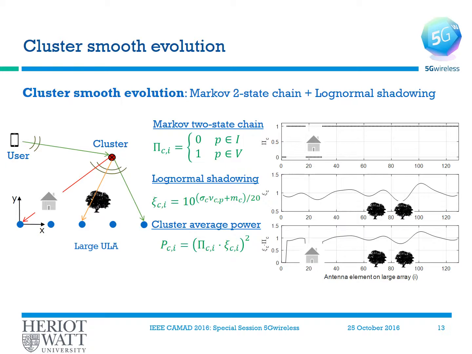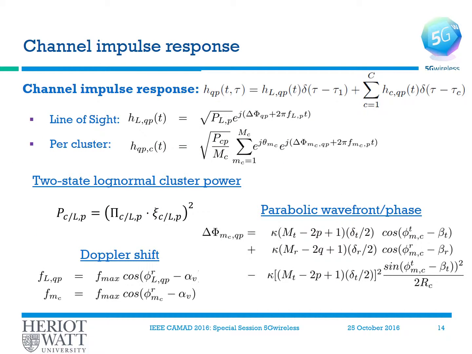The received power for every element on the array could be calculated easily as indicated in the figure. Here you can see the most relevant expressions of the channel impulse response of this model. We have the line of sight and cluster power for every element of the array expressed as we have already seen, and the parabolic wavefronts indicated here in the phase of the line of sight and cluster components.